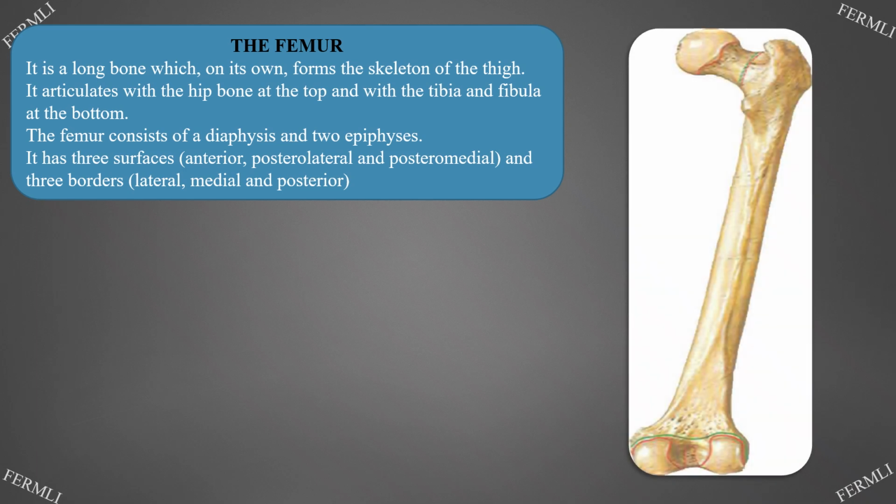The femur. It is a long bone which, on its own, forms the skeleton of the thigh. It articulates with the hip bone at the top and with the tibia and fibula at the bottom. The femur consists of a diaphysis and 2 epiphyses. It has 3 surfaces, anterior, posterolateral and posteromedial, and 3 borders, lateral, medial and posterior.